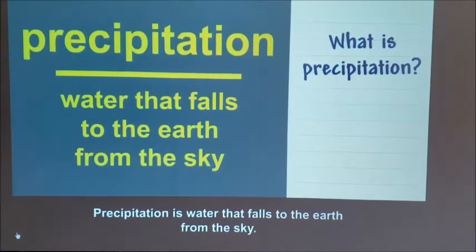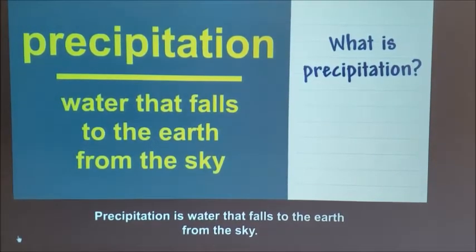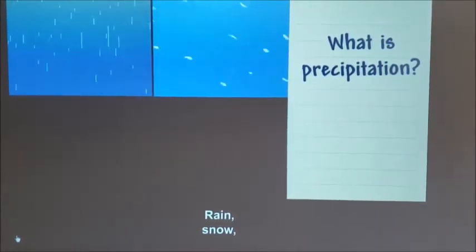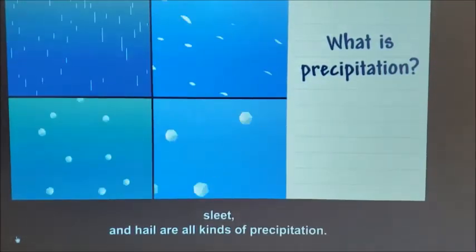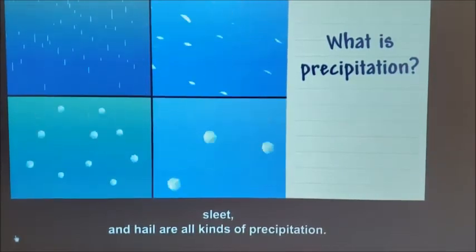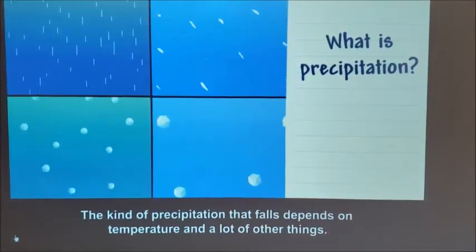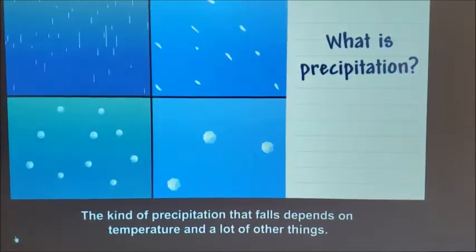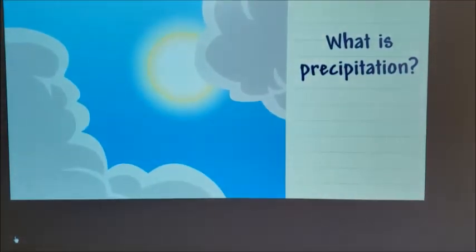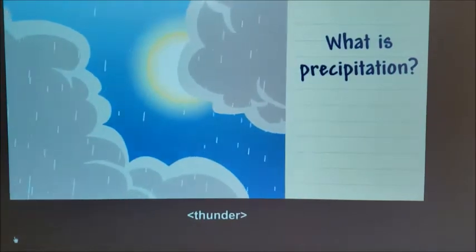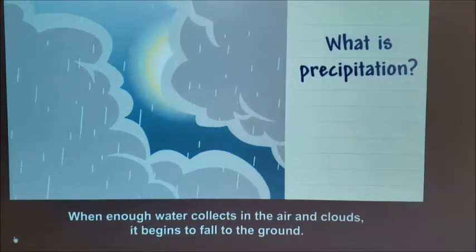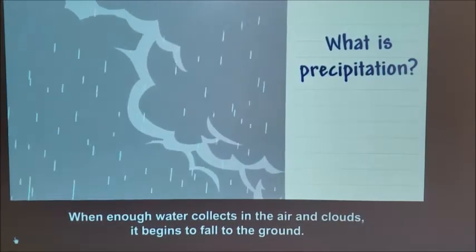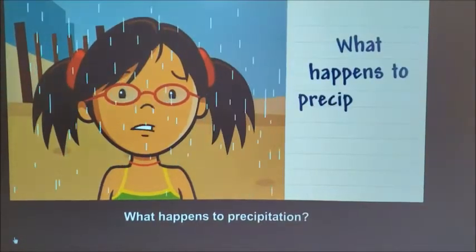Precipitation is water that falls to the earth from the sky. Rain, snow, sleet, and hail are all kinds of precipitation. The kind of precipitation that falls depends on temperature and a lot of other things. When enough water collects in the air and clouds, it begins to fall to the ground. What happens to precipitation?